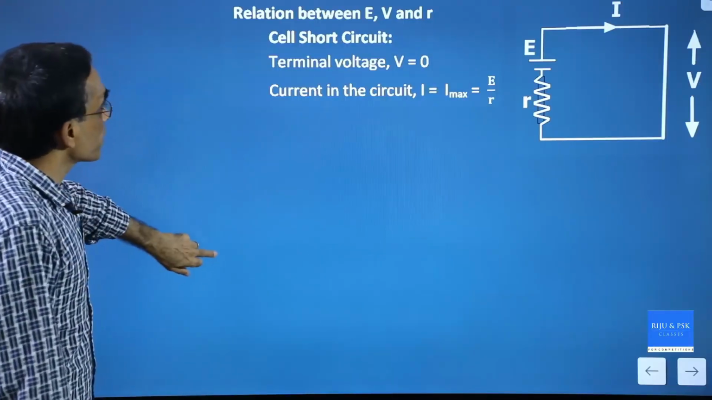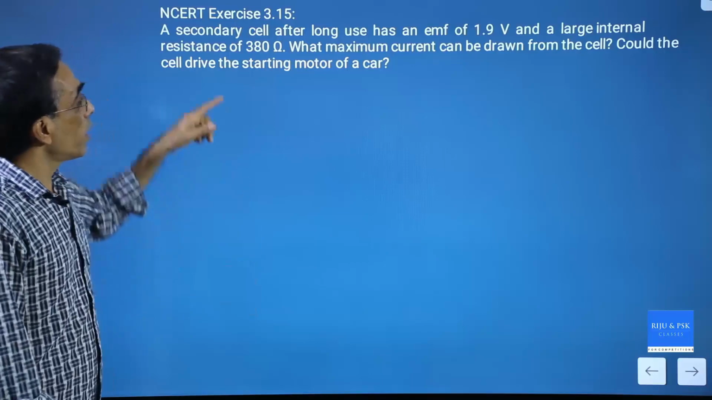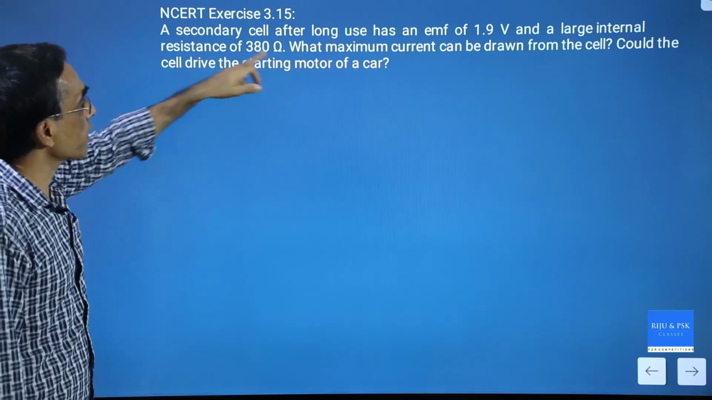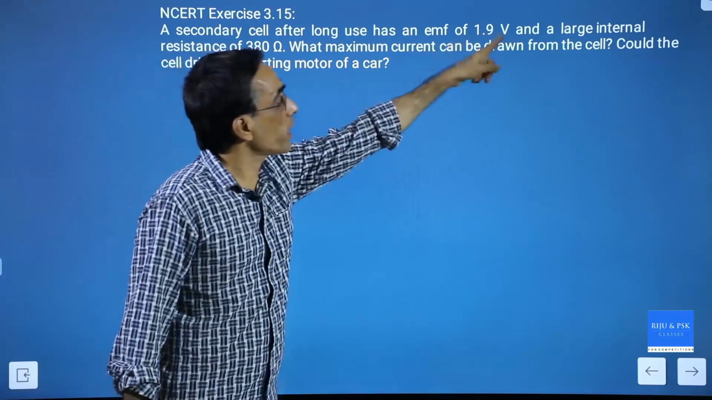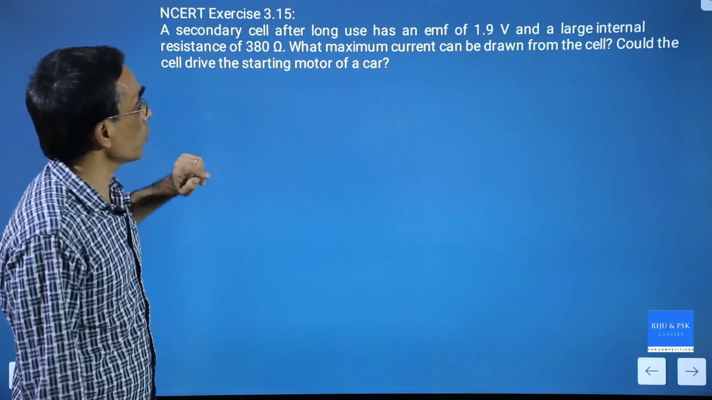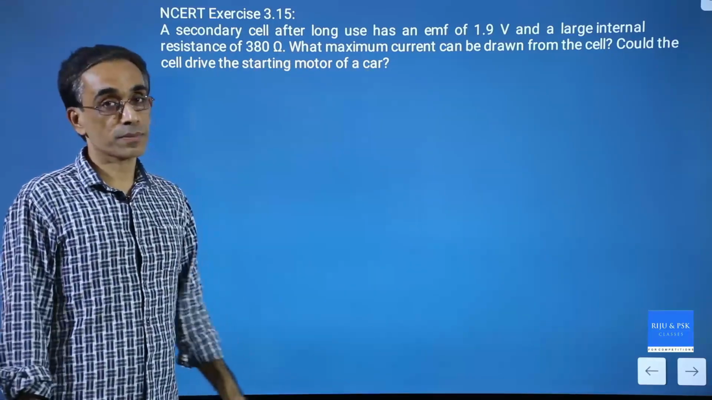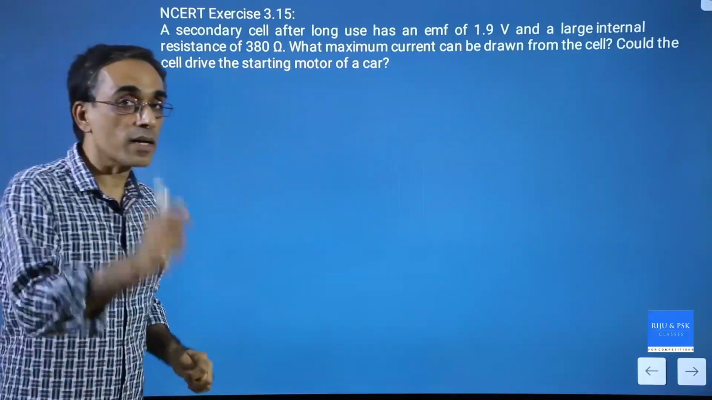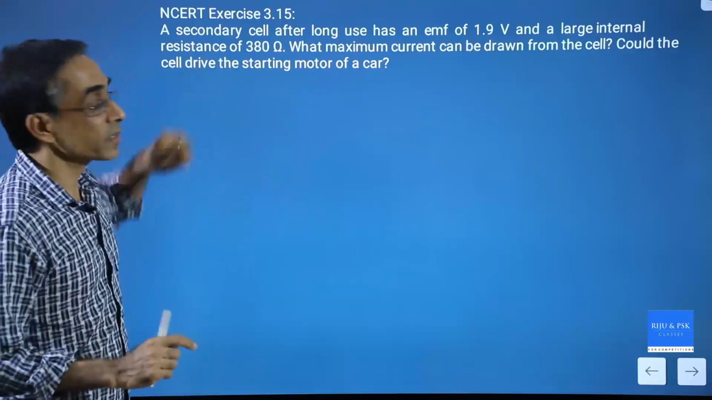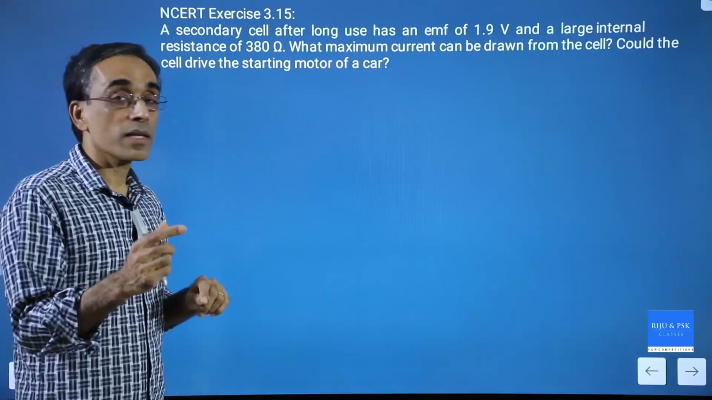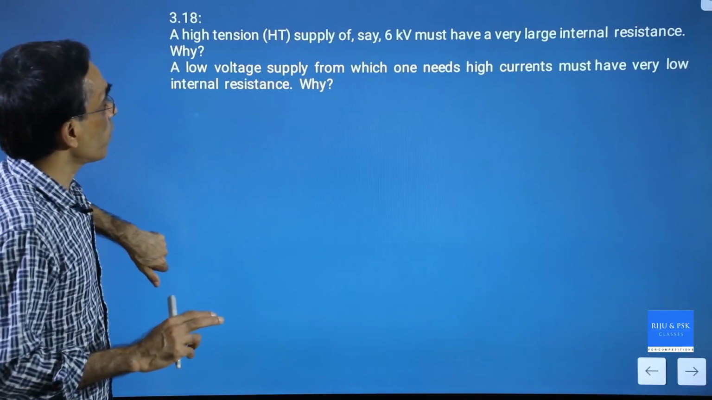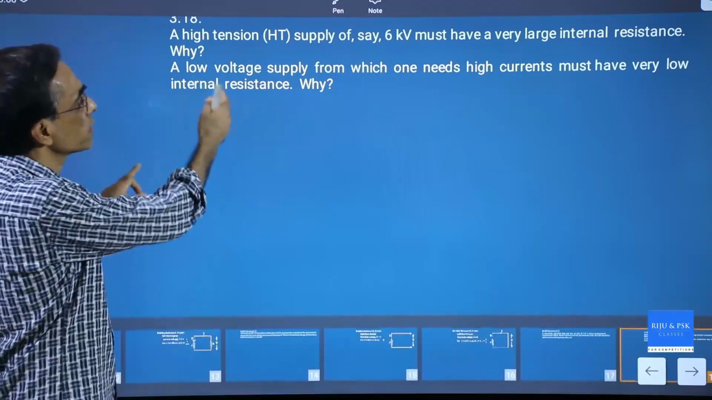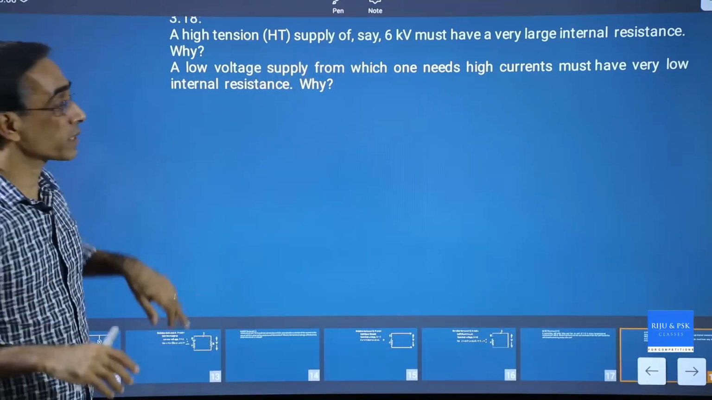Now there should be something for you. Work out this question, NCERT exercise 3.15. Secondary cell, 1.9 volt, large internal resistance 380 ohm. What maximum current can be drawn from the cell? EMF and internal resistance, you can find out. Can this start a car? To start a car, you need a very large current. Can this start a car? Answer me in the next class. I think I will discuss this in the next class, but you can go through this question and answer me then.